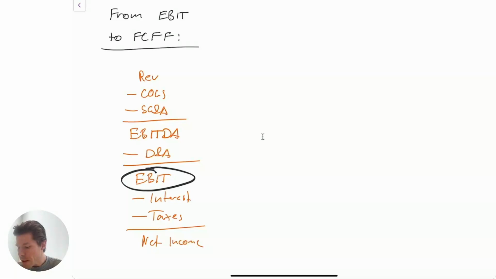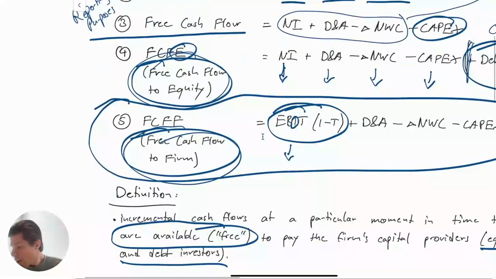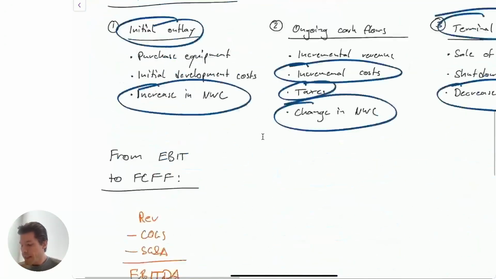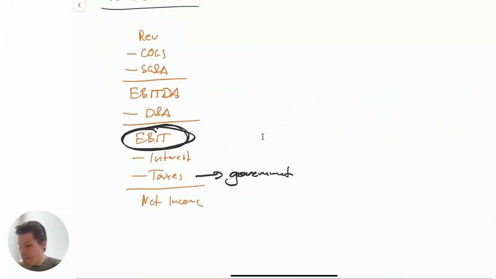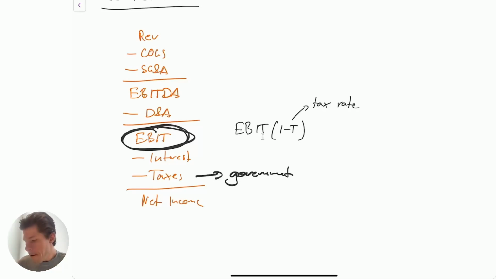Then you deduct taxes, because taxes are paid to the government, which means the EBIT number is not available for debt and equity holders because you need to pay the government. That's what we do with this step. You say, okay, let's take out the portion that we need to pay to the government. And then we have a good figure, EBIT times (1 minus T). T is the tax rate. It's not the tax expense, very important. So it's 20%, 30%, 40%.